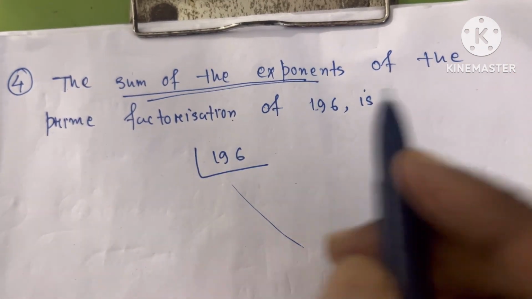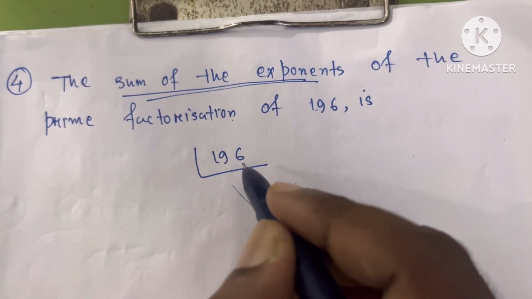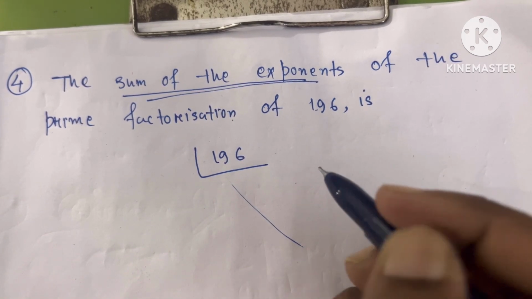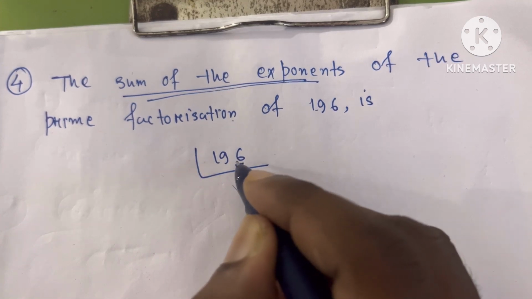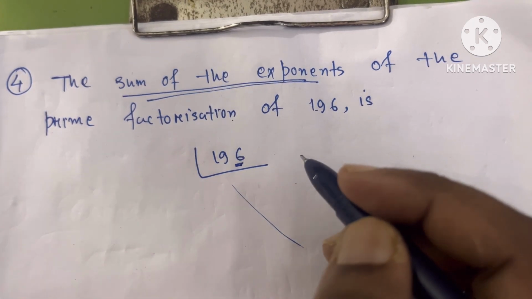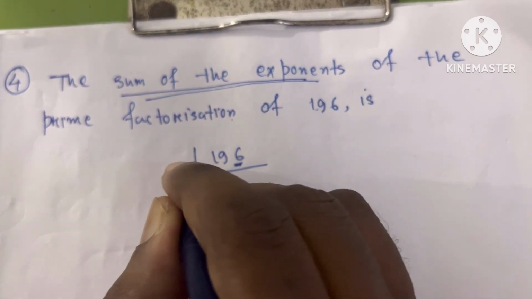So this is an even number. How do you know this is an even number? Because the last digit is 6, and 6 is divisible by 2. That means 196 is also divisible by 2, yes or no? So this is an even number, which means we can start by dividing this number by 2.